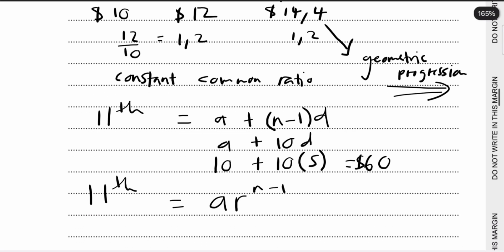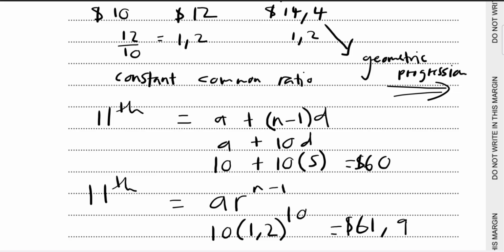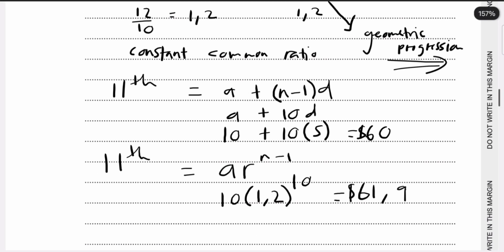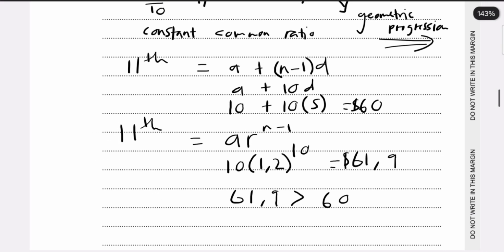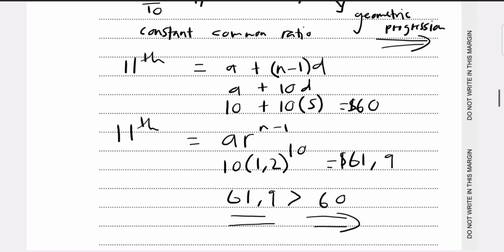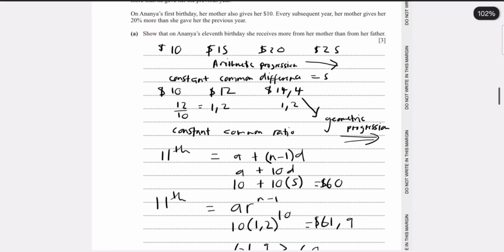Then from the mother, the 11th term is a r to the power n minus 1. So n is 11, a is 10, r is 1.2 to the power n minus 1, that's to the power 10. Right? And that gives us $61.9. And we can clearly see that 61.9 is greater than 60. Right? Therefore, we've shown that she got more from her mother than from her father, right?